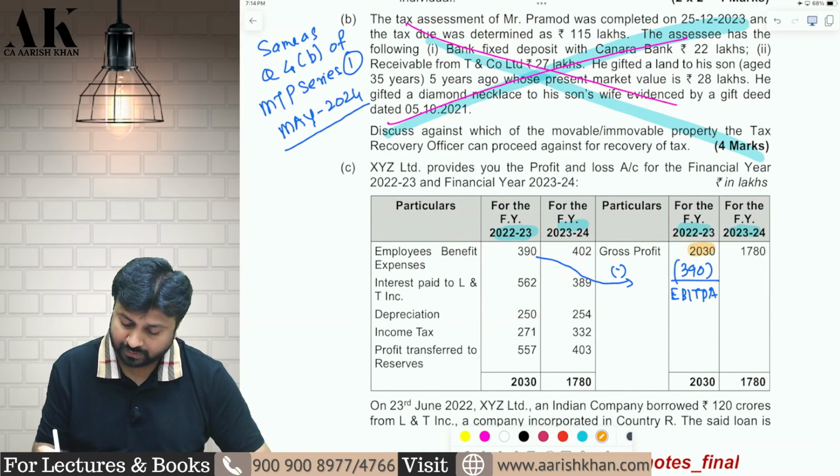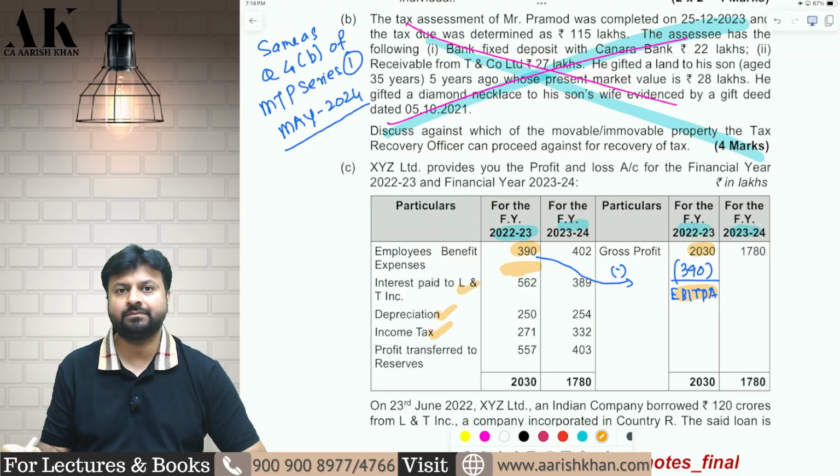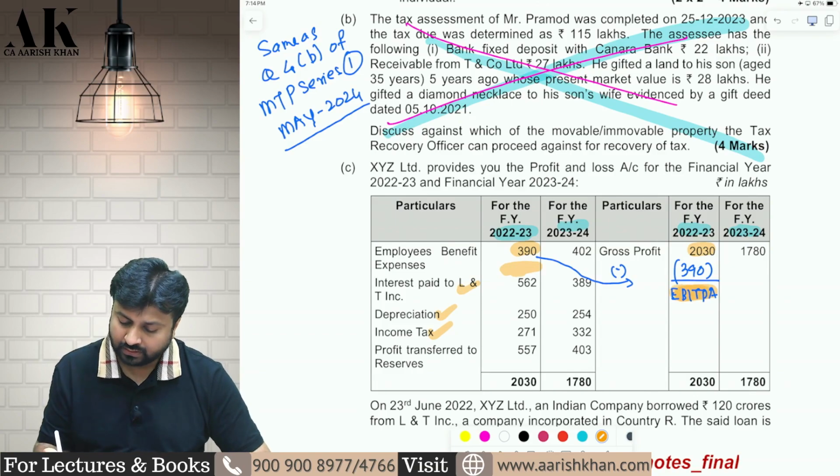What is EBITDA? Gross profit minus whatever is the operating expenses, that will be the EBITDA, because after that interest is there, depreciation is there, tax is there. So we want the profit before that. The EBITDA is what? This minus this. 2030 minus 390 will be EBITDA.